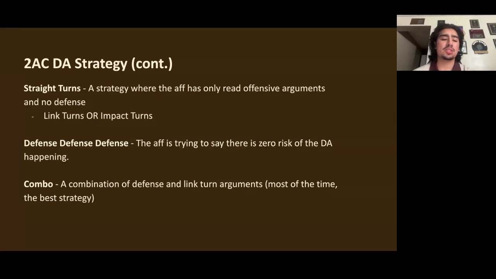Most of the time, this is the best strategy because it gives you two different outs as the affirmative. You can either go for the full-on defense, defense, defense strategy, or you can go for the link turn, we solve the disad approach. The most offensive approach is just impact turning the disad and saying that the disad is actually a good thing. But in that case, you usually can't read defense, because if you're trying to win that the disad is a good thing, you don't want to make arguments saying that there's no impact to the disad at all.